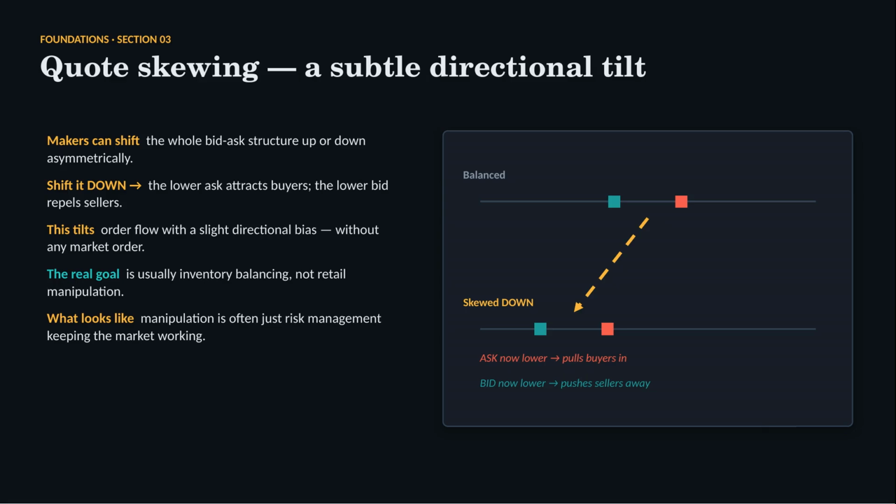Market makers can also shift the whole bid-ask structure up or down, and that's called skewing. Skew it down and the lower ask quietly attracts buyers while the lower bid pushes sellers away. That tilts order flow slightly in one direction without a single big market order being fired. Now here's the honest part. Most of the time this is just inventory balancing, the maker managing their own risk. What looks like manipulation is often just a firm keeping its book neutral so it can keep quoting.